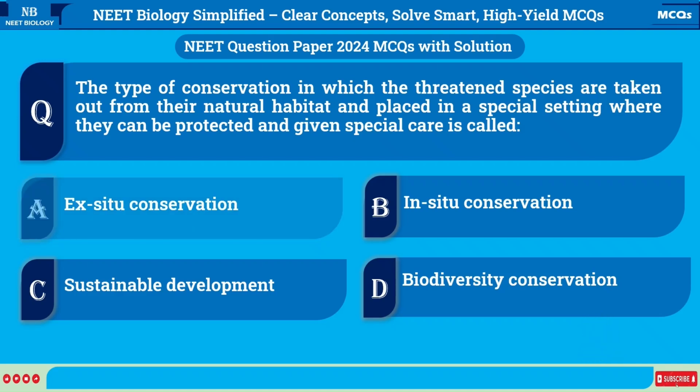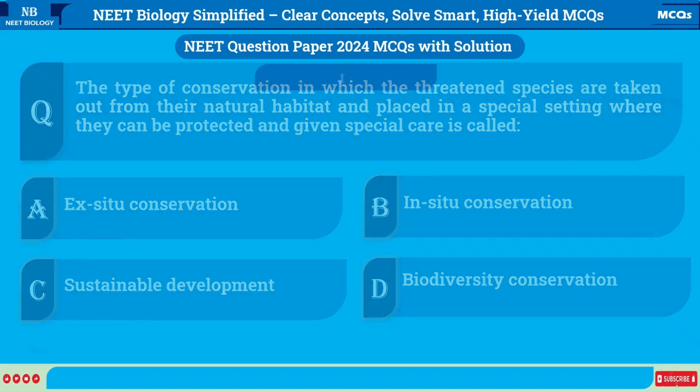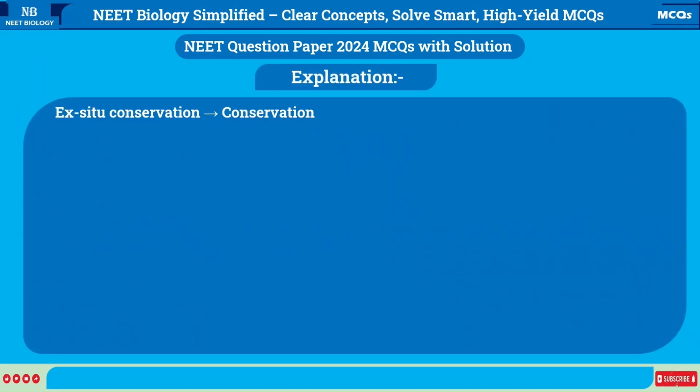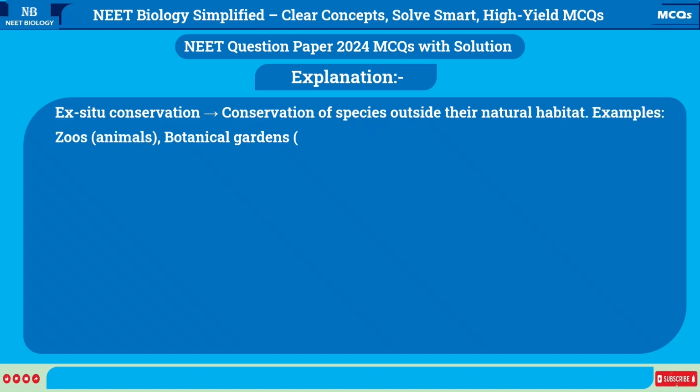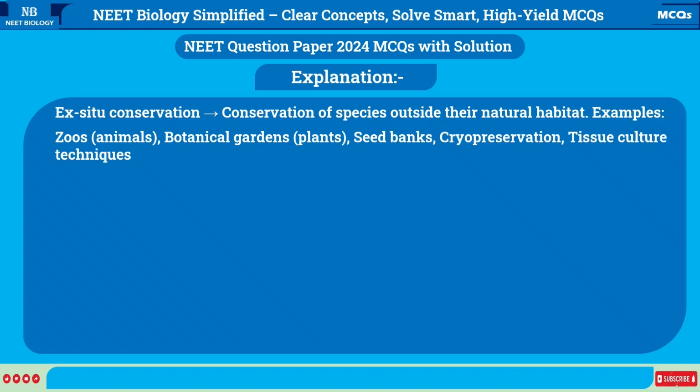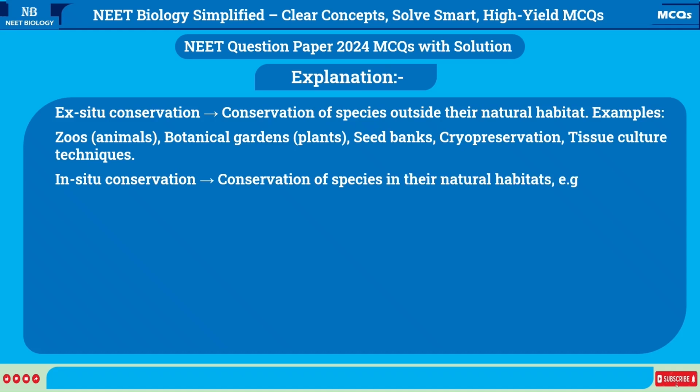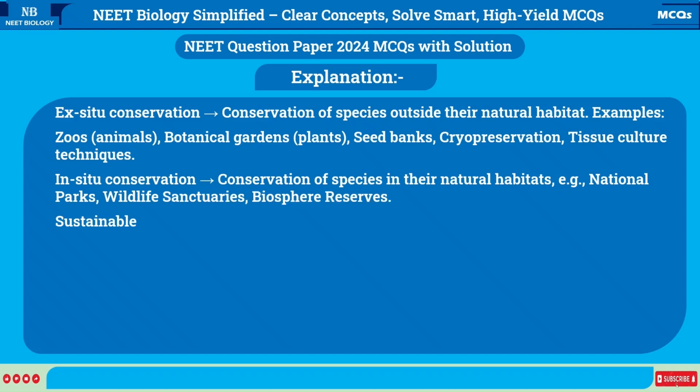Correct answer is A, ex situ conservation. Ex situ conservation is conservation of species outside their natural habitat. Examples: zoos for animals, botanical gardens for plants, seed banks, cryopreservation, tissue culture techniques. In situ conservation is conservation of species in their natural habitats, for example national parks, wildlife sanctuaries, biosphere reserves.